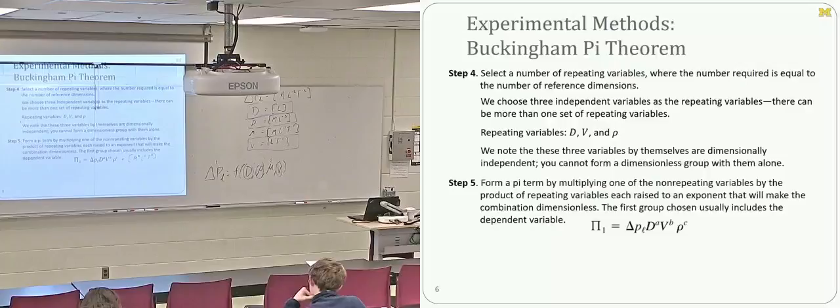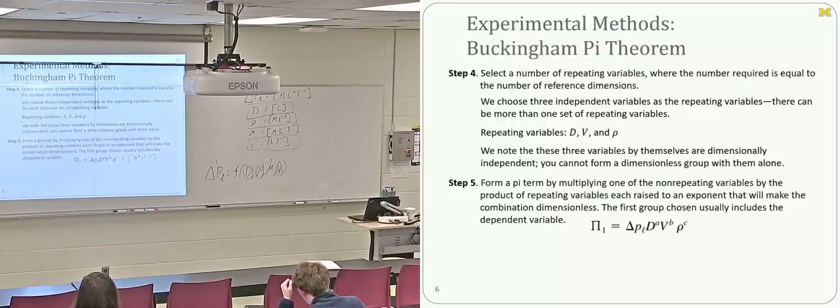So, rho to the C. Alright, so the dimensions of this problem are going to be what? It should just be a matter of reading off stuff we've got over there. The pressure drop per unit length is going to be what? Mass times length to the negative 2 times time to the negative 2.